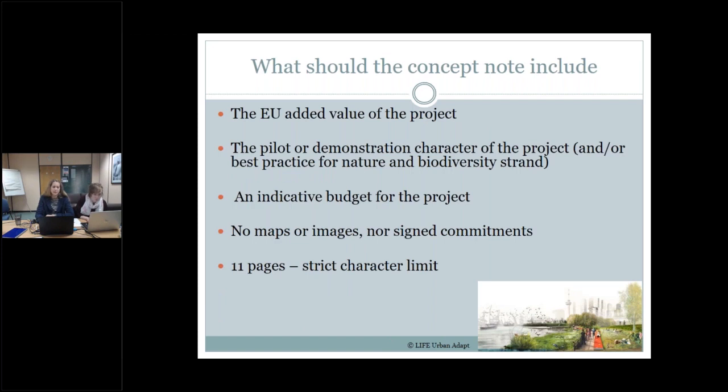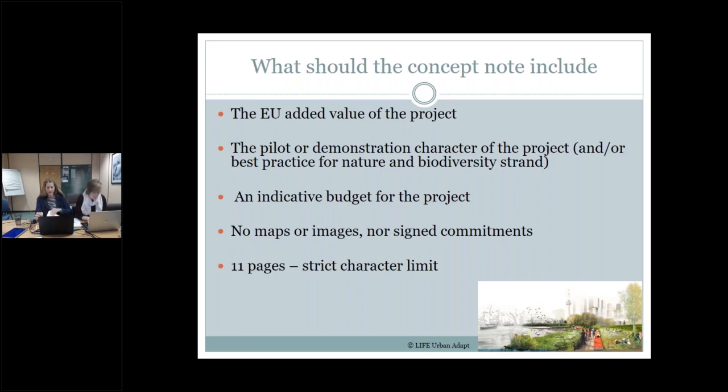You also need to include the EU added value of the project, and highlight or explain the project character. Is it pilot or demonstration? For nature and biodiversity projects, it's sufficient if it's best practice. You need to include an indicative budget of the project.